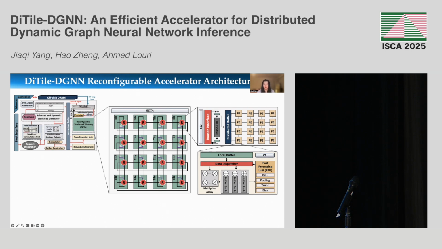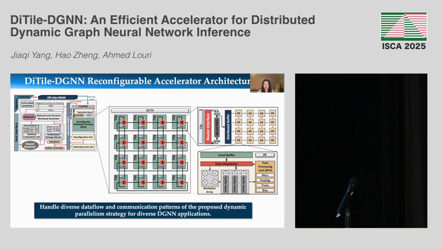The DiTile-DGNN accelerator is designed to efficiently handle diverse data flow and communication patterns arising from the dynamic parallelism strategy across a wide range of DGNN applications by supporting both temporal and spatial parallelism or hybrid parallelism, and by dynamically adapting to graph density, snapshot similarity, and model structure. Our architecture eliminates redundant communication and computation, maximizes reuse, and delivers scalable performance on dynamic graph workloads.